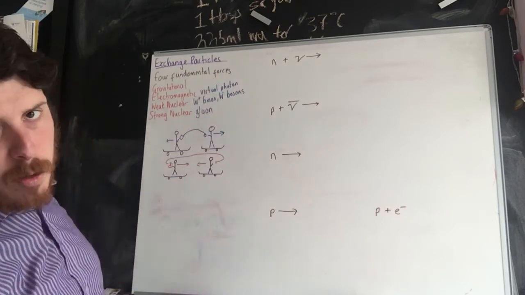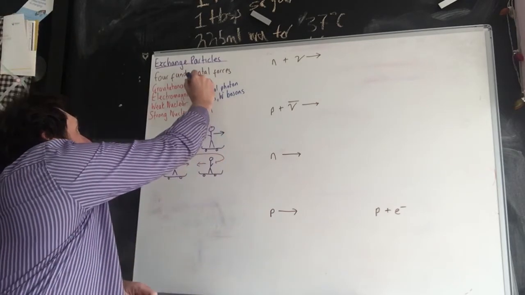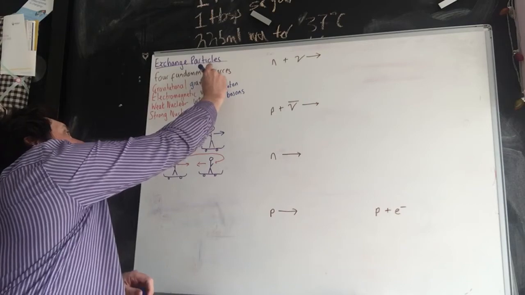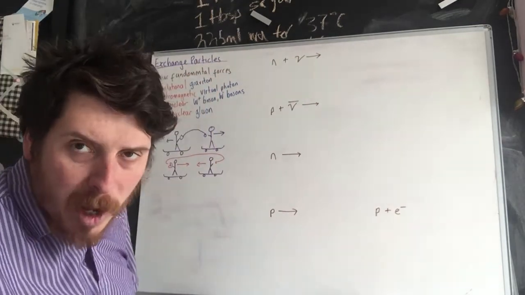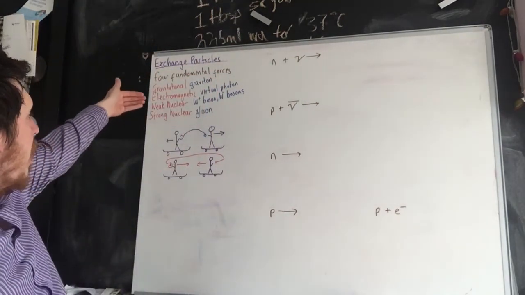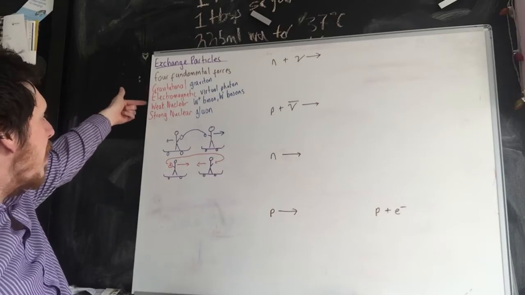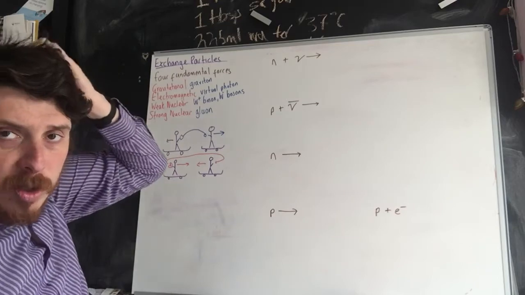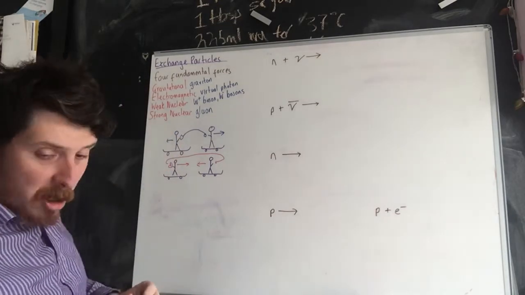There is a school of thought that there is an exchange particle for gravitational, and we refer to that as the graviton. In terms of your A-level studies, you would only need to be aware of the electromagnetic and the weak nuclear force. However, it is correct to also refer to the other two if you want to.